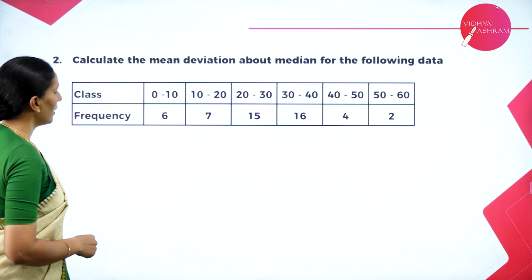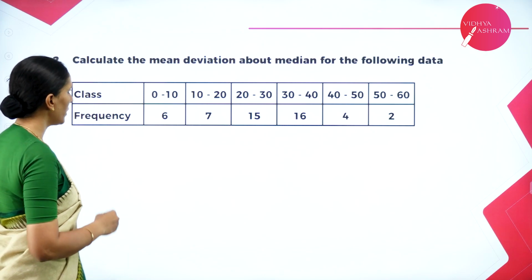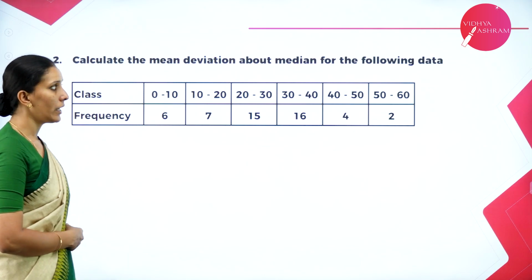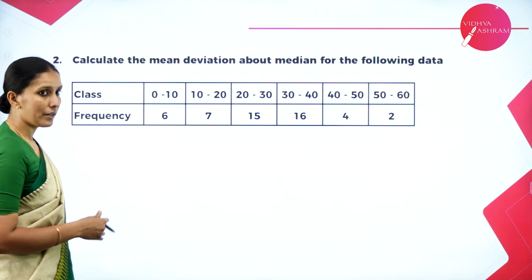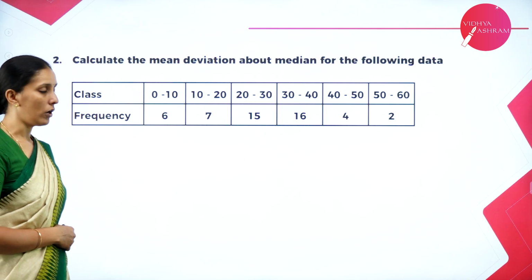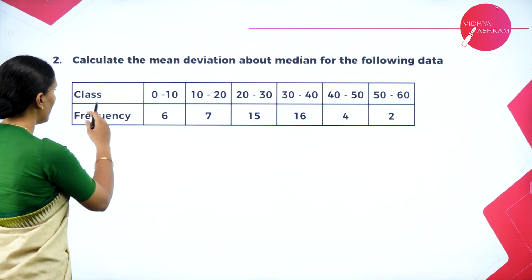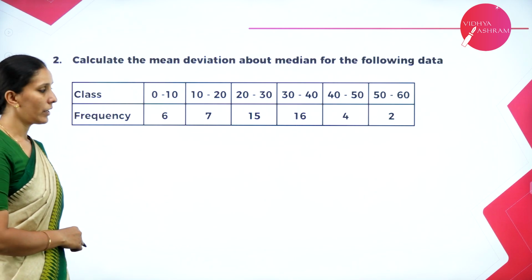Next one, calculate the mean deviation about median for the following data. So here we are calculating the mean deviation with respect to median. Again, while calculating the median, here also it is necessary to write the cumulative frequency column. First, let us enter the data here. Class interval is given and number of frequency is also given.